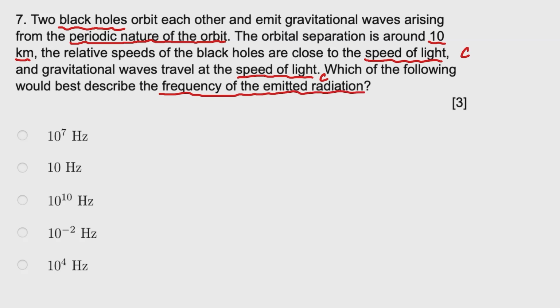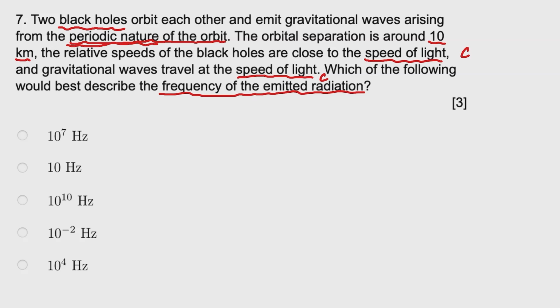We haven't covered anything about gravitational waves in A-level physics, but this question tells us that the gravitational waves are emitted due to the periodic nature of their orbit. Therefore, we know that the frequency of the emitted radiation should be the same as the frequency of the circular motion. Again, we haven't learned how to calculate the frequency of a circular motion, but we know how to calculate the period of a circular motion.